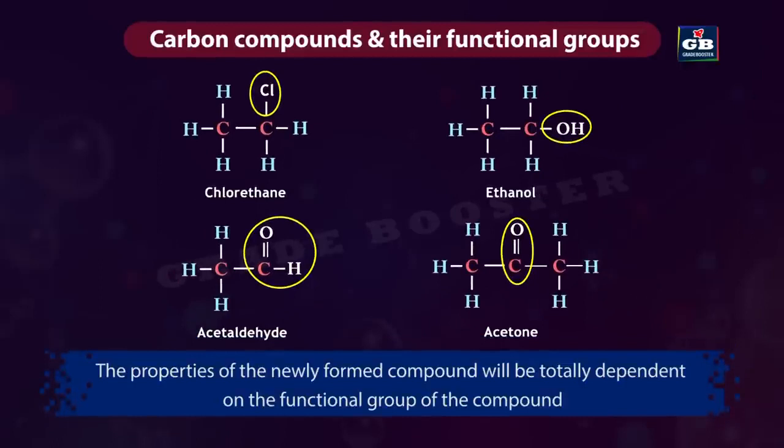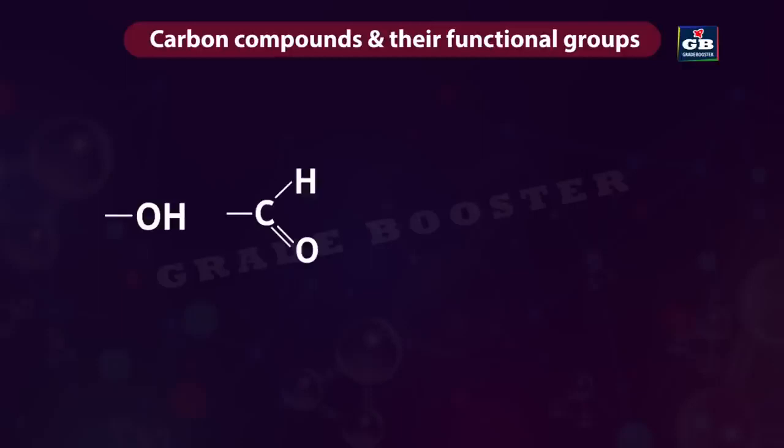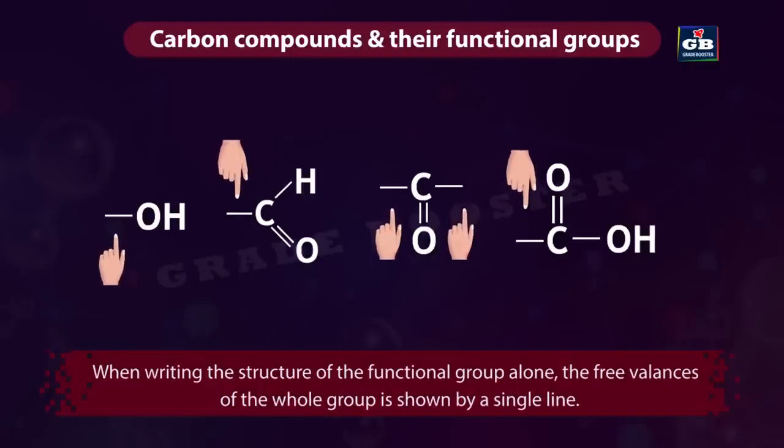The properties of the newly formed compound will be totally dependent on the functional group of the compound. When writing the structure of the functional group alone, the free valencies of the whole group are shown by a single line. Homologous series.